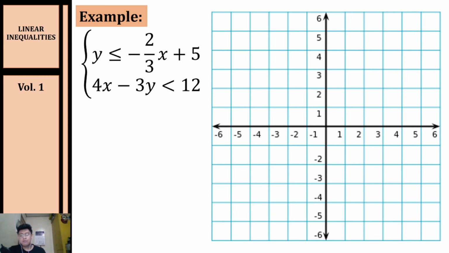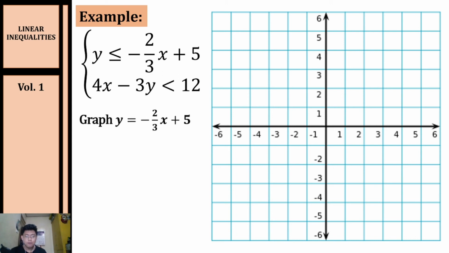Okay, let's have our last example for today. We're given this system of linear inequalities. For our first linear inequality, we are given y is less than or equal to negative 2/3 x plus 5. Our second inequality is 4x minus 3y is less than 12. Now, the first step in solving systems of linear inequalities is to graph each equation.